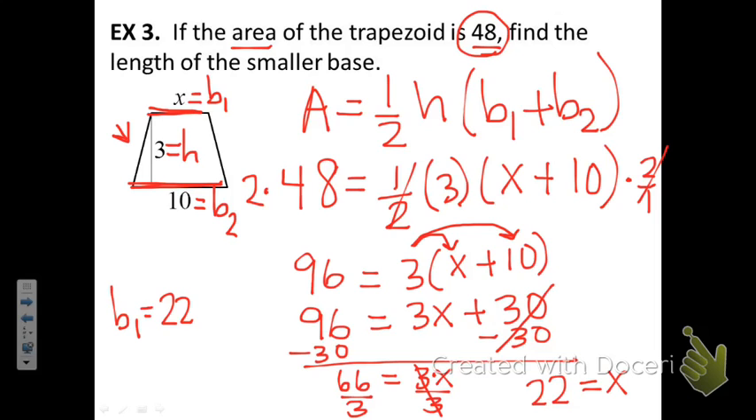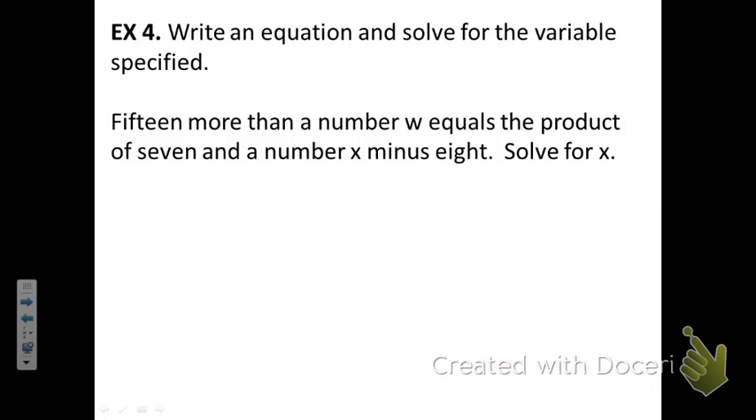So I think the last slide says that we are going to write an equation and solve for a variable specified. So this says 15 more than a number equals. I think I've told you before, whenever you see this equals or is, we're going to circle it and put in equals. And then figure out what goes on the left side. So on the left side it says 15 more than a number W. More than means we're going to add.